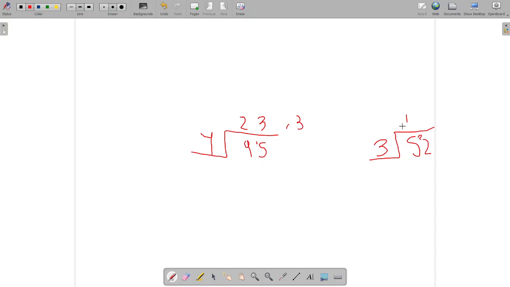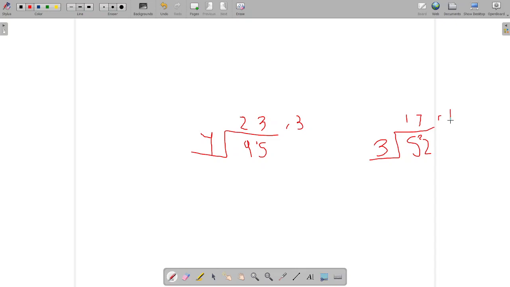Okay, and then how many 3's go into 22? So that's going to be 7, that's 21, and then remainder 1. Okay, how many sweets will each person get? According to this, it will be 17 sweets each person will get, and there will be 1 left over.